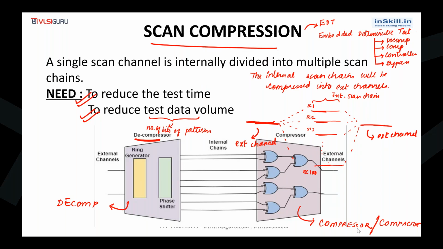So all those things we will try to understand when we do the regular course. When we do our regular course, at that time we'll try to understand all the components of the EDT logic. What are its decompressor, what is its structure, and what is its functionality. Same way for compressor, same way for controller, same way for bypass logic. We'll try to understand each and every component in it.